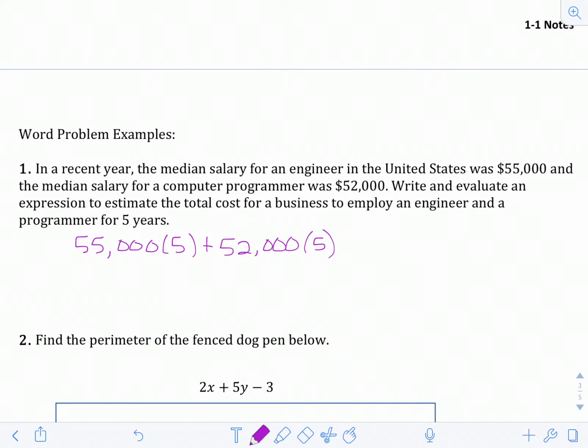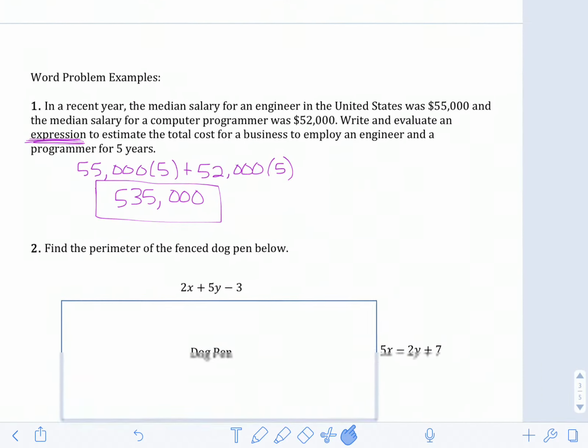And it says to write an expression. An expression means we do not have an equal sign, so that's my expression. But it does tell us that we have to evaluate it. So 55,000 times 5 plus 52,000 times 5 will give us 535,000. So that's how much they will have to budget to keep both those employees for 5 years.